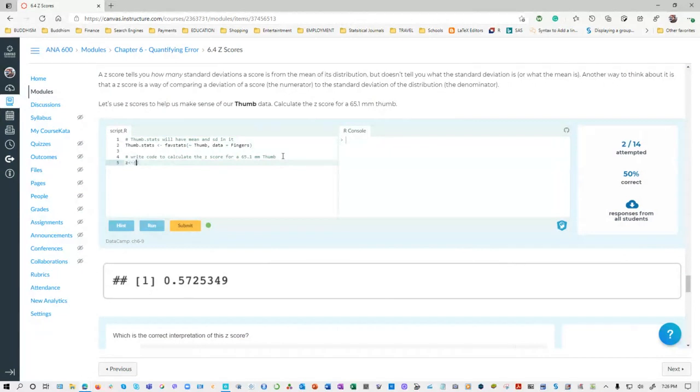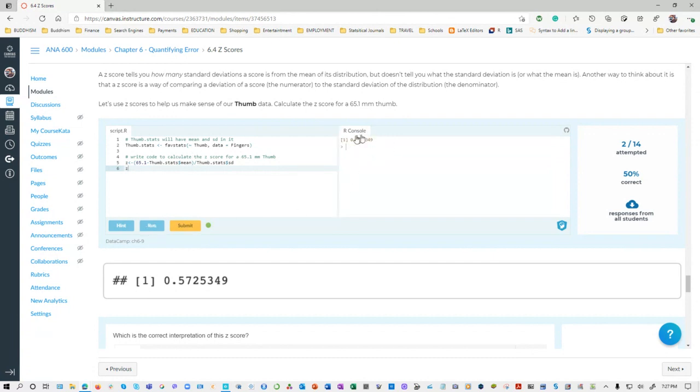I'm going to say 65.1 minus the mean. I need the mean, so I go to thumb stats, which is now my data set, and mean is my variable. Go ahead and call the mean. Divided by the standard deviation, you go to thumb stats, and inside thumb stats, standard deviation is a variable. And then I'm going to run Z.